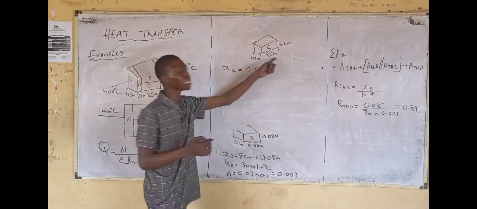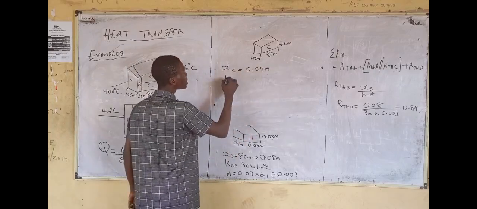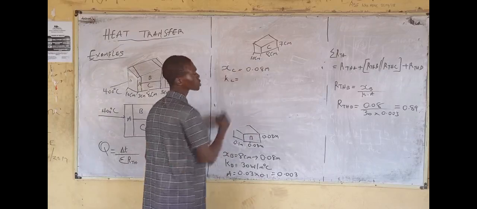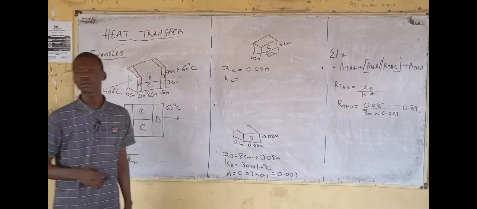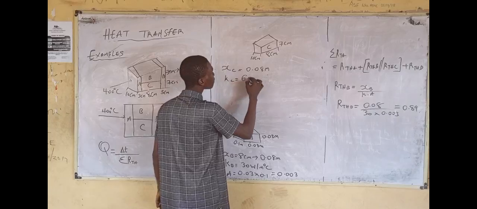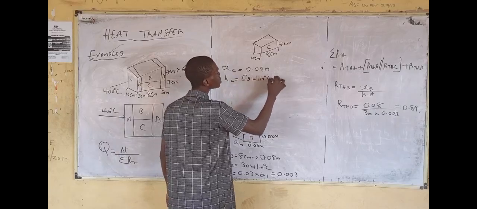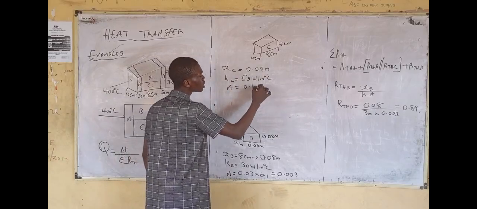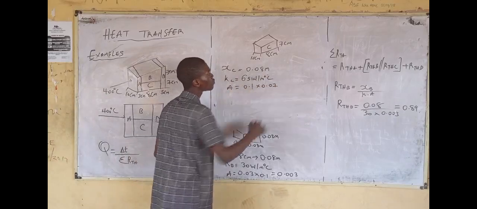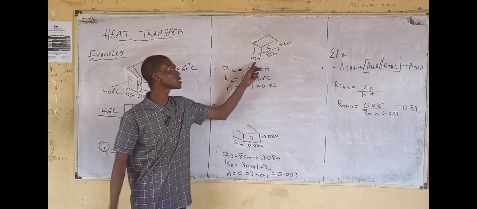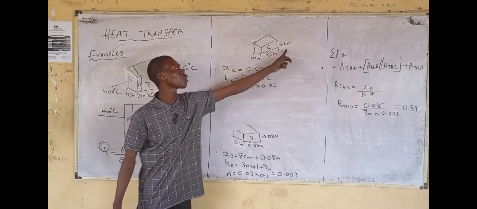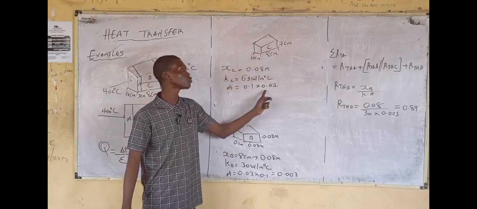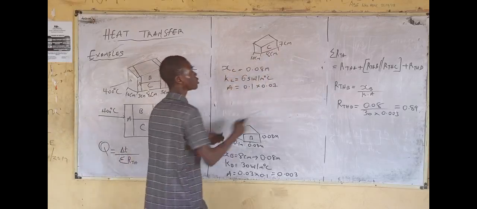0.08 meter. Converting 8 centimeter to meter. The thermal conductivity is given to be what? What's the value? 65 watts per meter degree Celsius. The area will be equal to 0.1 times 0.07, right? Converting 10 centimeter to meter, we have 0.1. Converting 7 centimeter to meter, we have 0.07. Let's get the value.